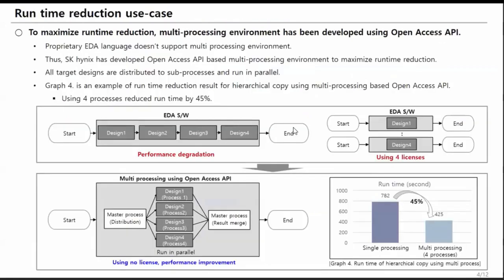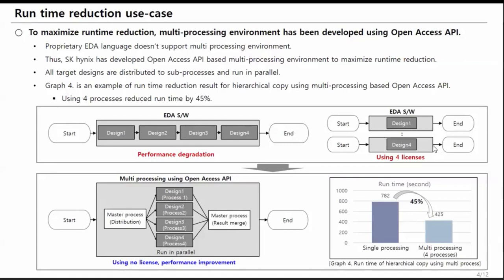The proprietary language lacked support for multi-threading and multi-processing, which presented challenges in reducing the runtime for our in-house tools. Additionally, splitting blocks to run with in-house tools resulted in higher license consumption. To address these issues and optimize runtime reduction, we transitioned to using OpenAccess API and developed a multi-processing environment.